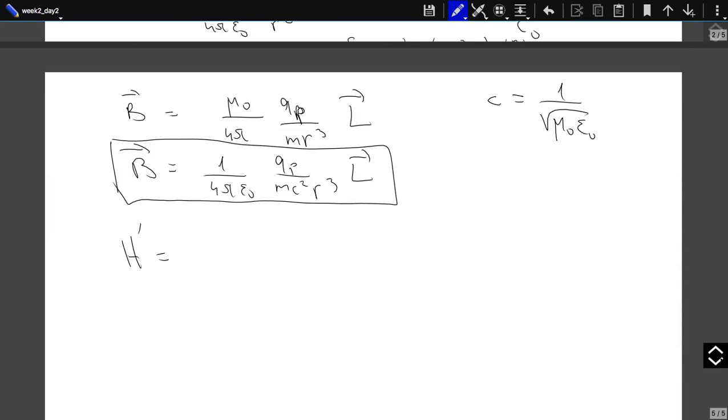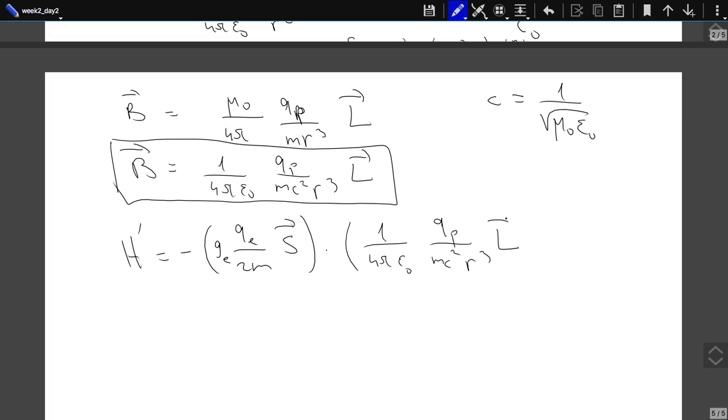H prime is equal to minus q_e over 2m, the gyromagnetic ratio of the electron, times S dot 1 over 4 pi epsilon 0, q_p divided by m c squared r cubed, L. There is one correction also to this one. Yeah, this is just a semi-classical treatment, with a factor of 1 over 2. Now, that correction is not really a quantum mechanical effect. It's called the Thomas precession.